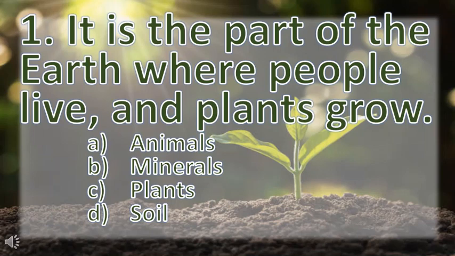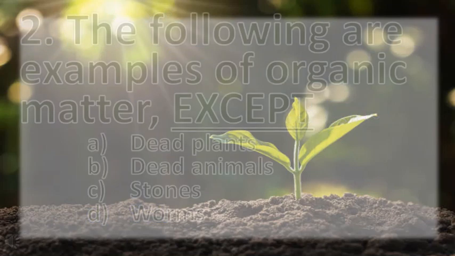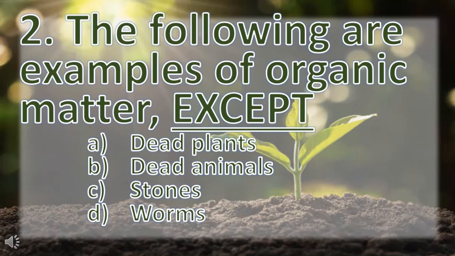The first question is, it is the part of the earth where people live and plants grow. Letter A, animals. B, minerals. C, plants. Or letter D, soil. Number 2. The following are examples of organic matter except A, dead plants, B, dead animals, C, stones, or letter D, worms.